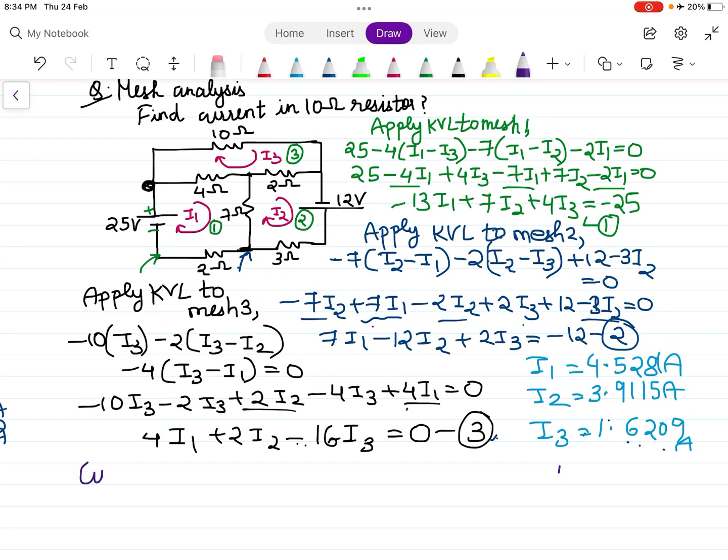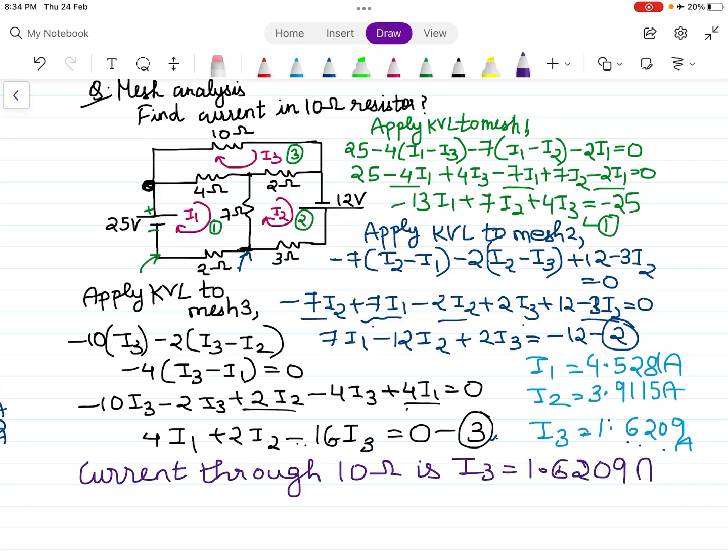So I will write the final answer. Current through 10 ohms is I3, which is 1.6209 amperes.